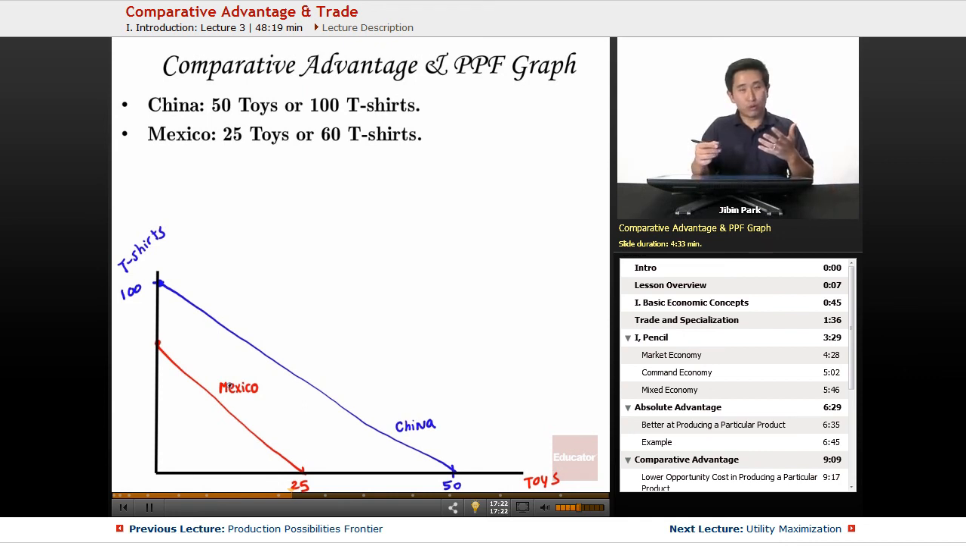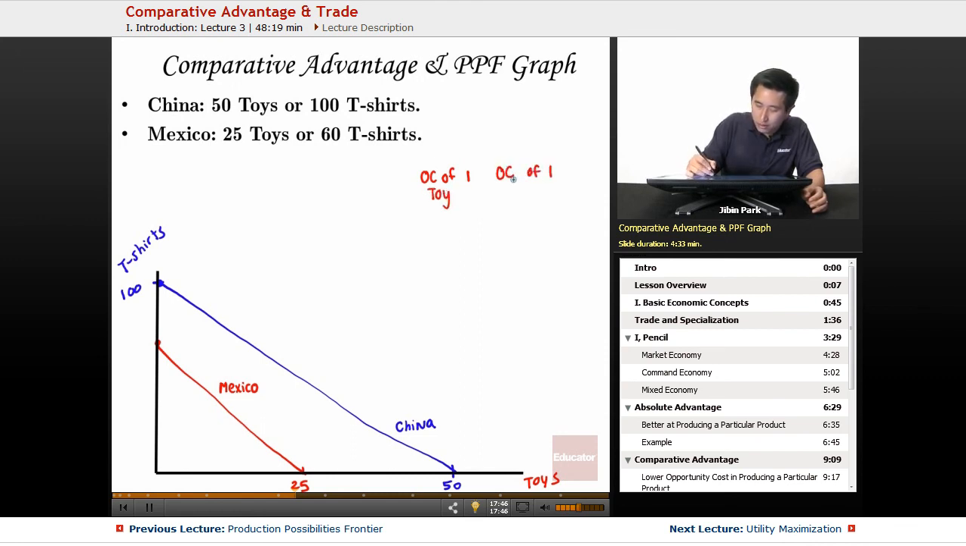Now, we're going to rework this out, and we're going to create a comparative advantage table so that when you're doing these things, you can actually see using a chart rather than just having a bunch of equations set together. So what we want to find out is what is the opportunity cost of one toy, and what is the opportunity cost of one t-shirt? And then this is for China, and this is for Mexico. Again, we worked it out prior to this here.